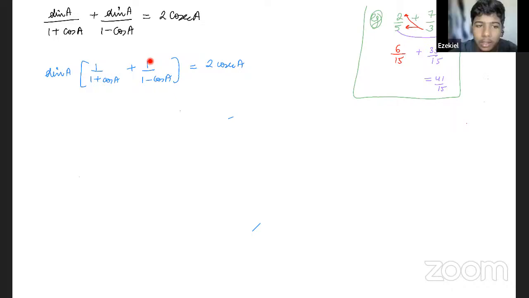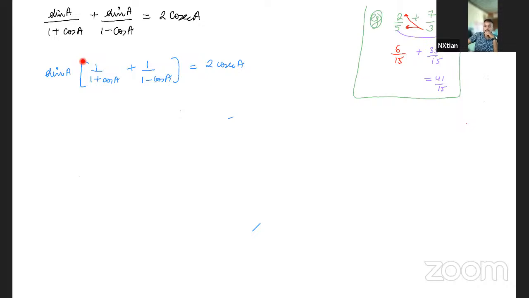Understood? No. Then how did 1 plus cos A become 1 minus cos A? It's in the denominator, no? I didn't do anything to the denominator. I just took out the sine A from the numerator. So that's why it remains like that.